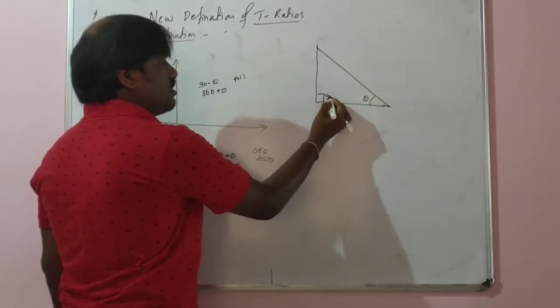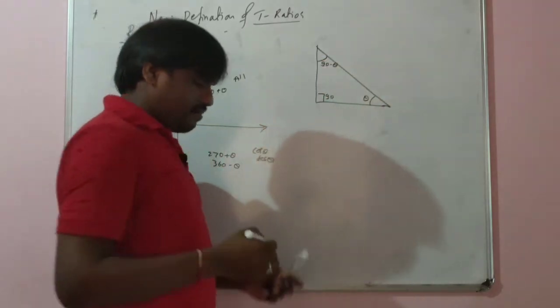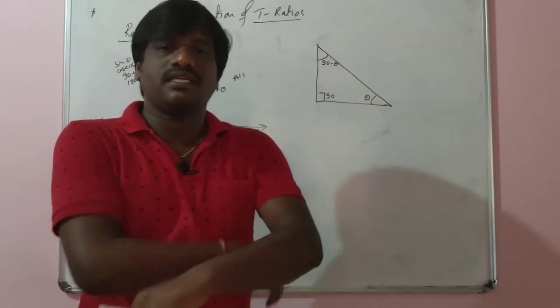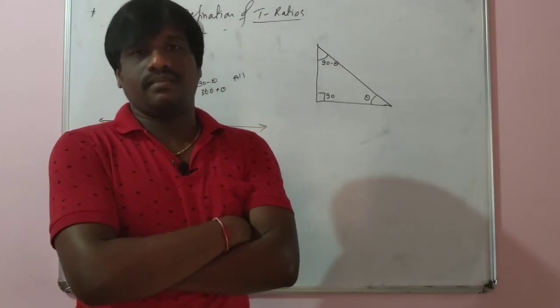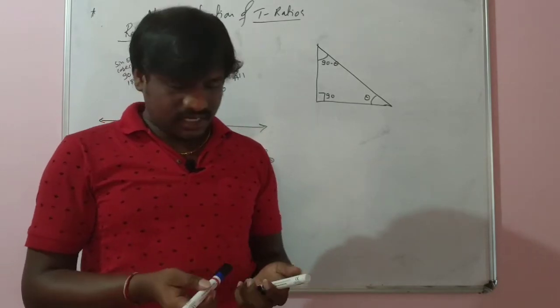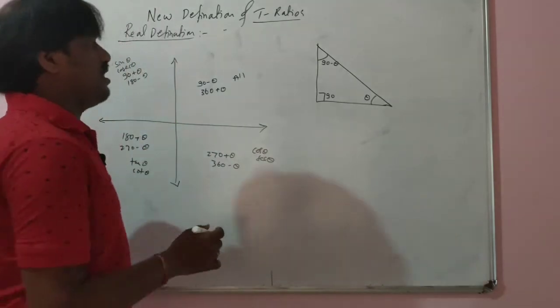This is 90 degrees. If this is the theta, then this will be 90 minus theta. I am discussing reductions of 90 minus theta, 90 plus theta, 180 plus theta, 180 minus theta, 270 plus theta, 270 minus theta, 360 plus theta and 360 minus theta. I am going to explain you the reductions on that. So here this is 90.